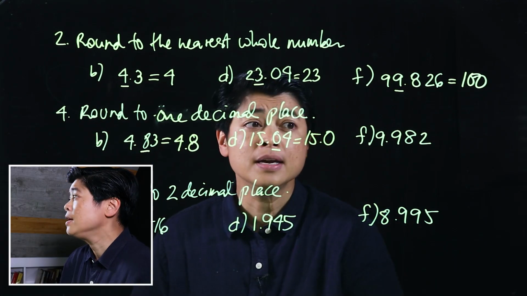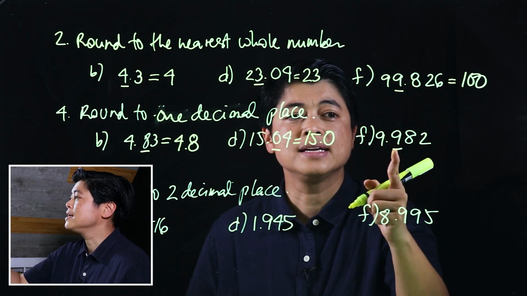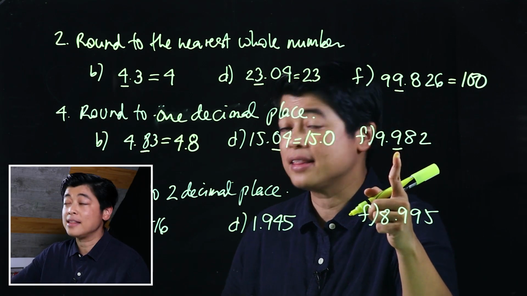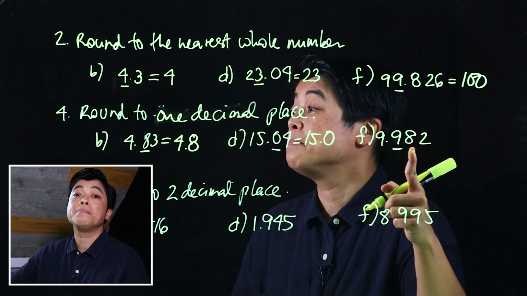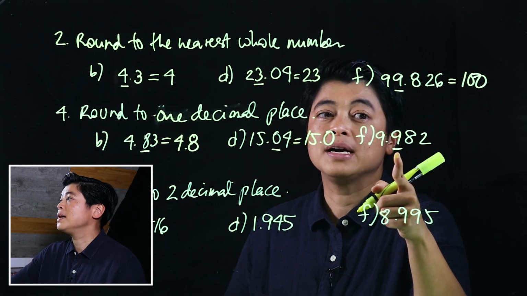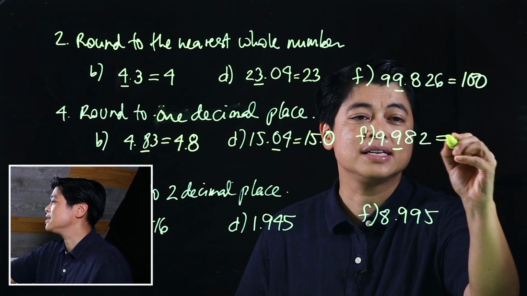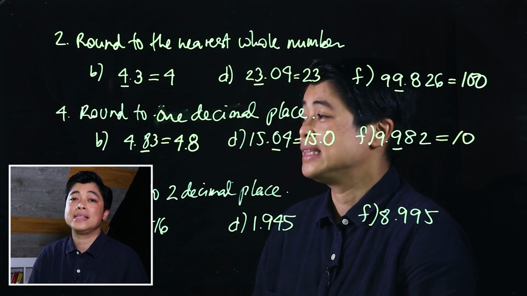15.0. In the last one, for the round to 1 decimal place, this is a 9. The number after is bigger than 5. Therefore, this has to go up by 1. But if it goes up by 1, that affects the whole number. So that means this is going to be 10.